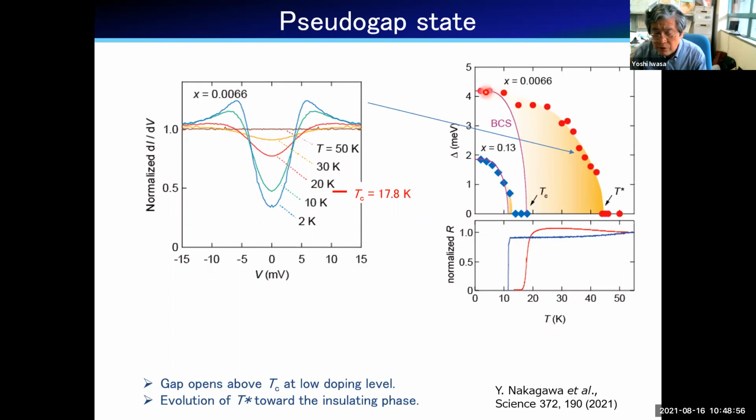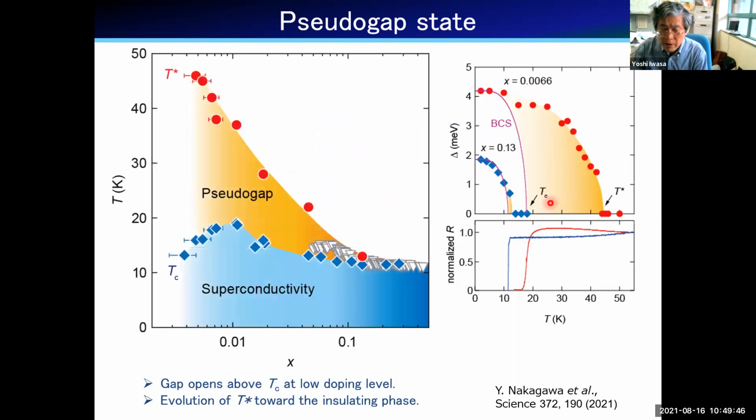So if it is truly BCS, it should go like this. But in terms of the superconducting gap, nothing happens around here, but it keeps going up, preserved up to T star. So this is a resistive transition for the same sample. And in the case of 13% samples, the resistive transition occurs at 11 Kelvin, and the gap closing occurs almost at the same temperature. So in other words, by reducing the carrier density, this pseudo-gap state is largely enhanced.